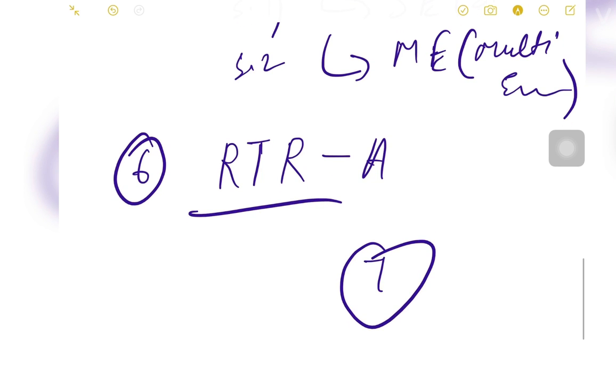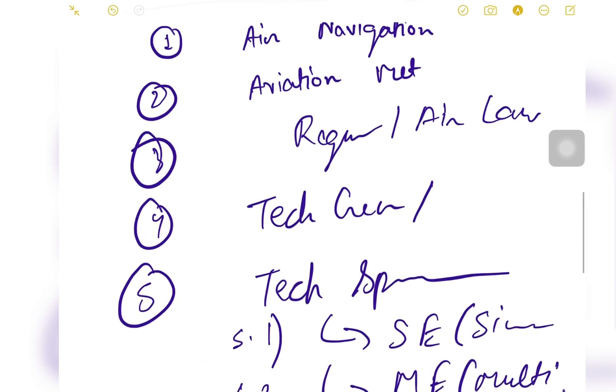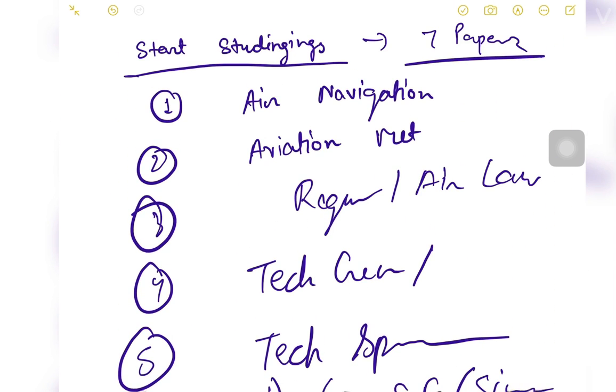Let me give you a little bit of knowledge of what these subjects are. Air navigation covers latitude, longitude, time, convergency, and instruments like altimeter, airspeed indicator, Mach meter, and other things. Aviation meteorology is more about the weather that you are flying in.